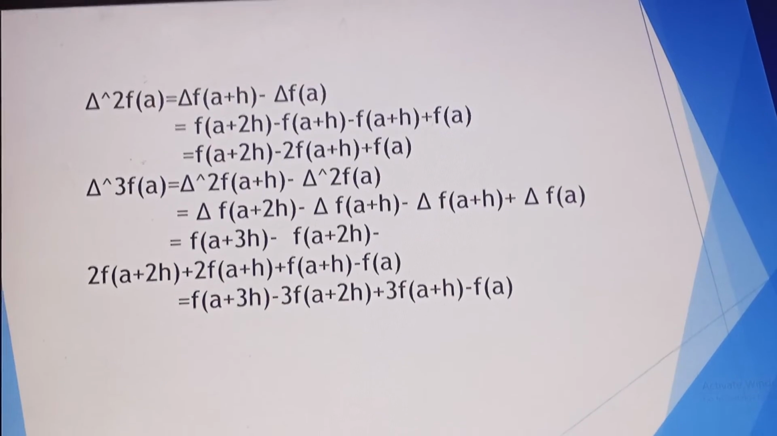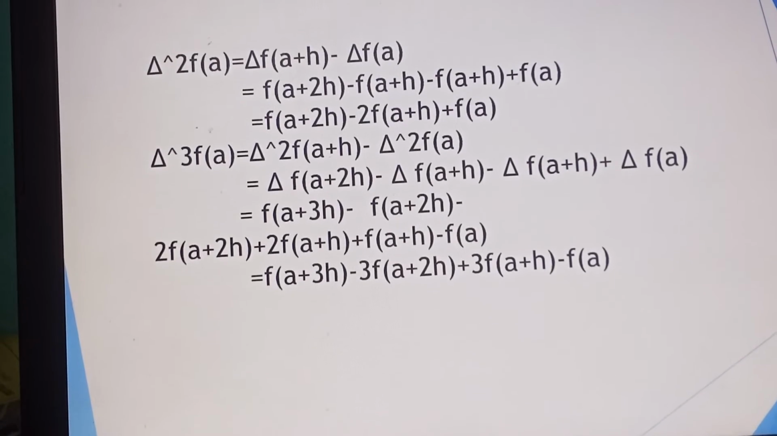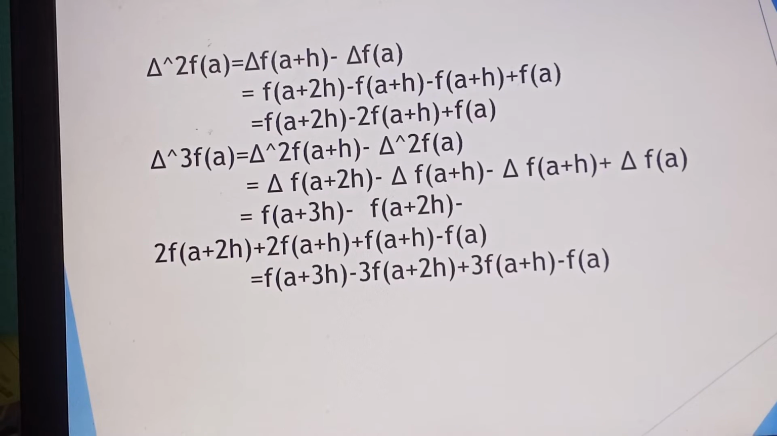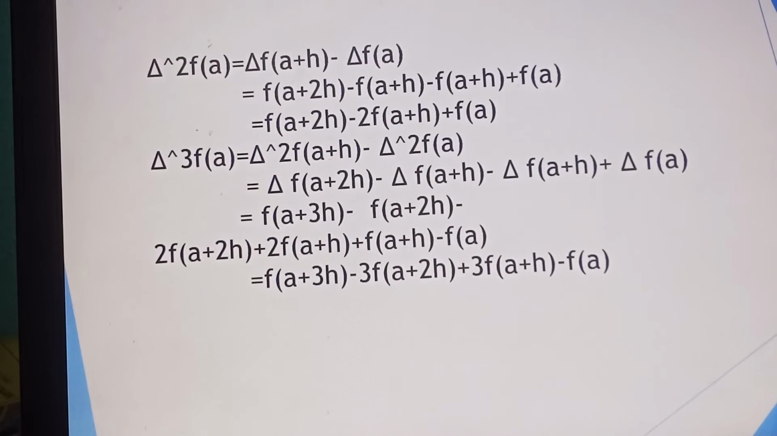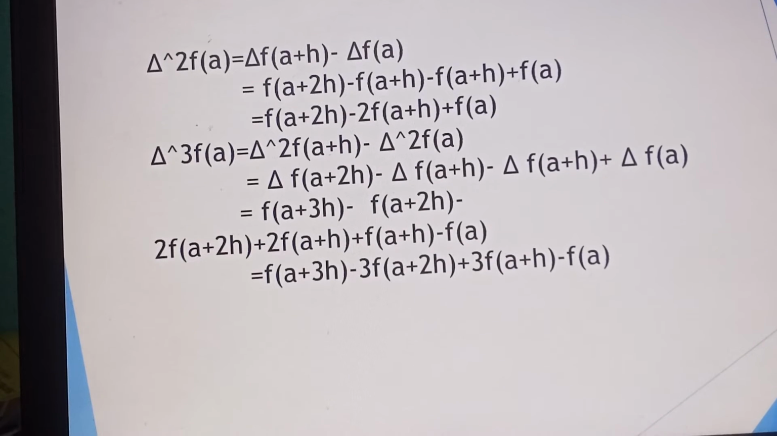Delta square f of a equal to delta f of a plus h minus delta f of a, equal to f of a plus 2h minus f of a plus h minus f of a plus h plus f of a, equal to f of a plus 2h minus 2 times f of a plus h plus f of a.